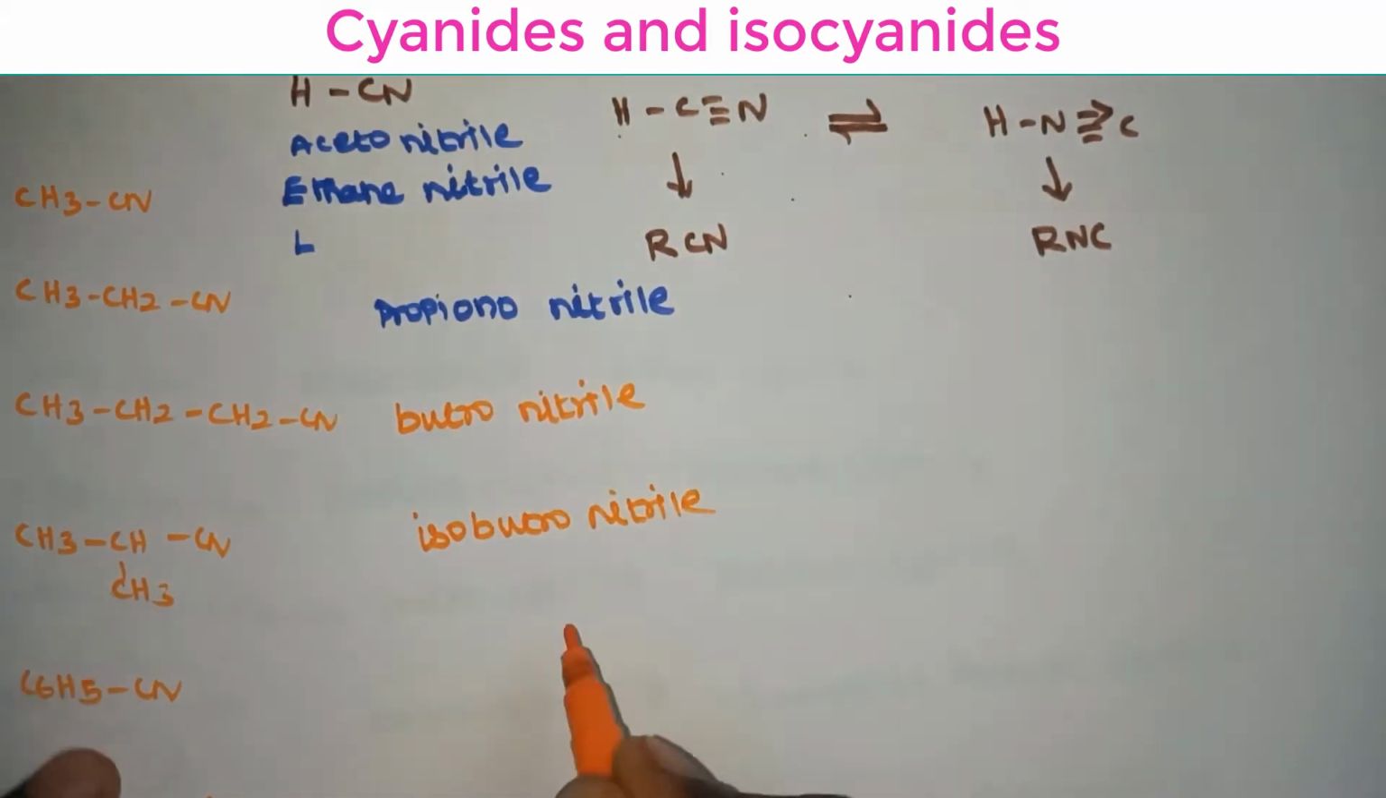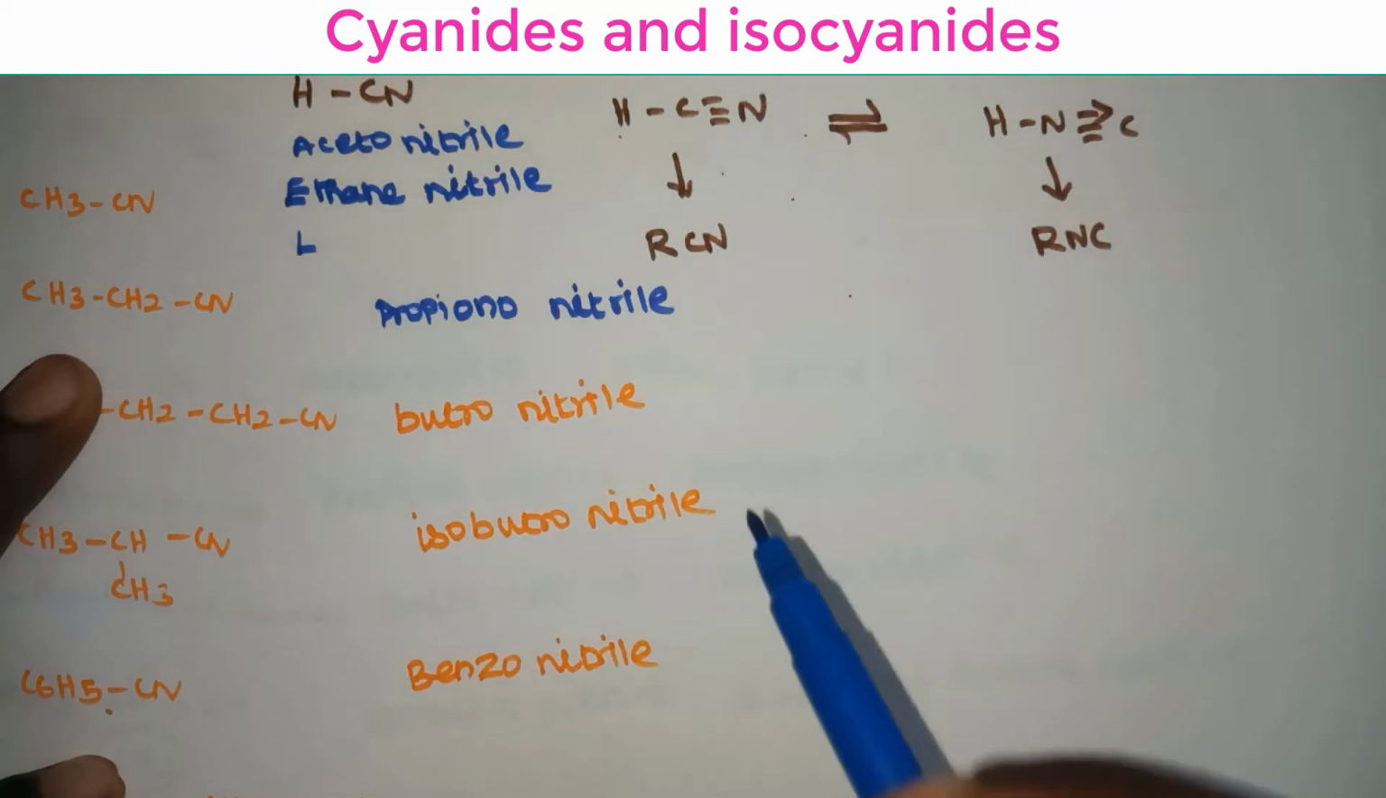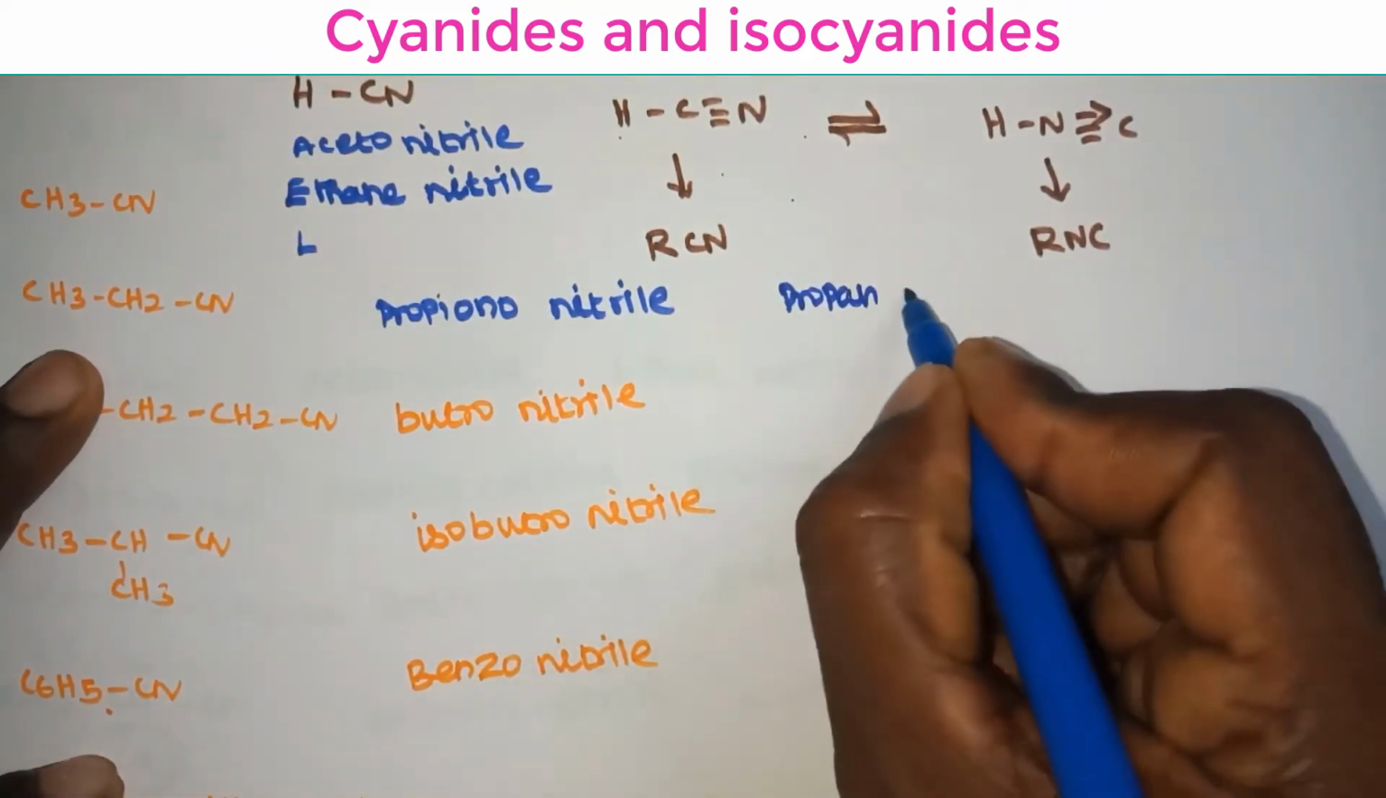This is the common name. C6H5CN. The common name of this compound is benzonitrile. Next is the IUPAC name. 3 carbons are present, so propane nitrile.